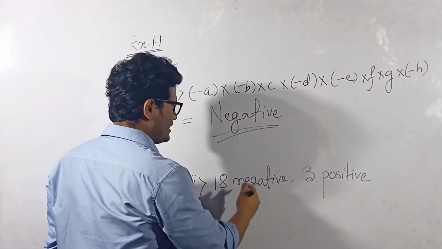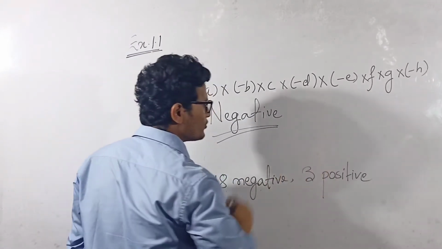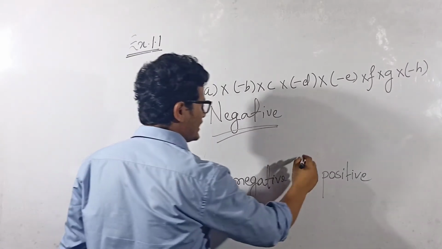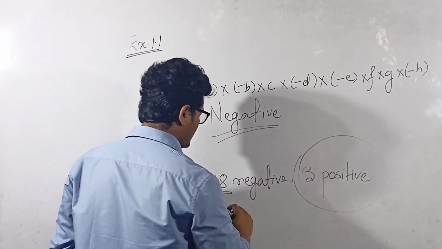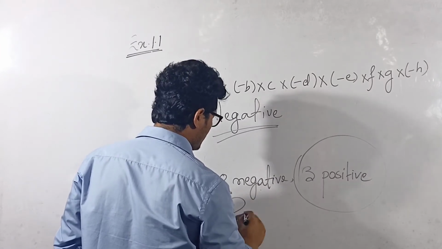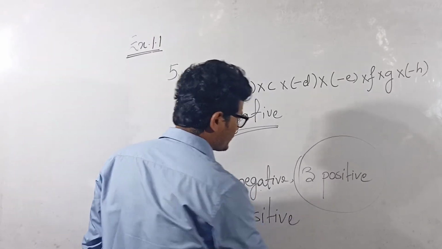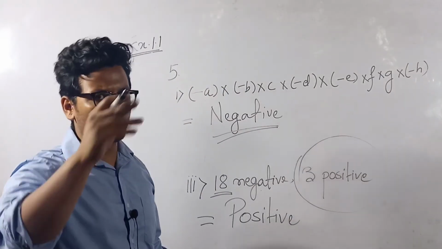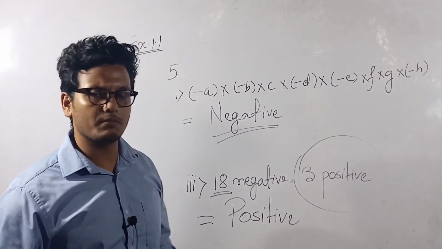Next question number 8, here directly 18 negative numbers and 3 positive numbers are given. So we want to look at these 18 negative numbers. 18 is an even number, so the answer will be positive. Rest in question number 5, whatever problem is there, you solve it yourself and send it to me as homework. Okay, now let's move to question number 6.